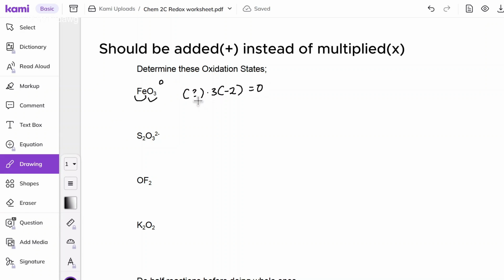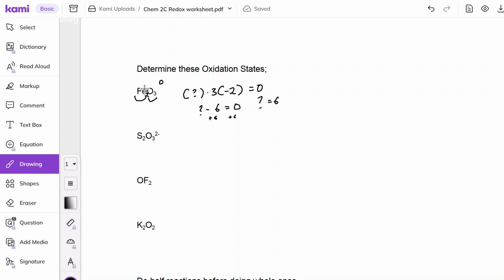So now we're trying to find the question mark. So we do 3 times -2, it's the question mark plus -6 equals 0. And then we move 6 to the other side, and then the question mark is equal to 6. And since it's not Fe2, it's just 1 iron, that means Fe has to equal +6 if we follow the rule that O is usually -2.